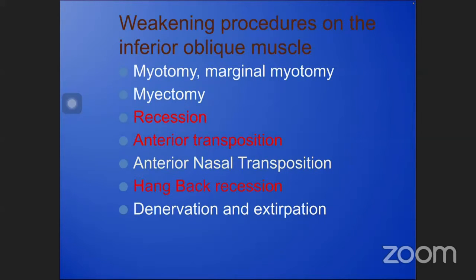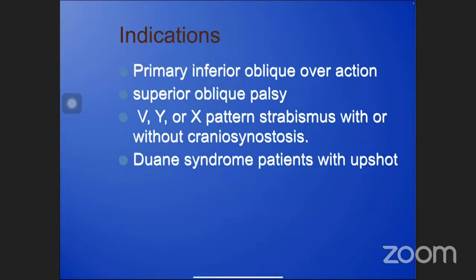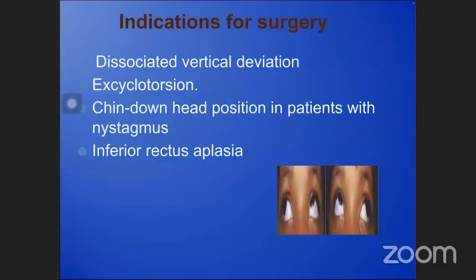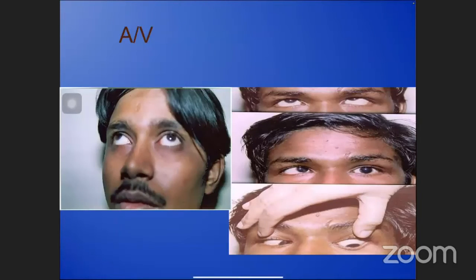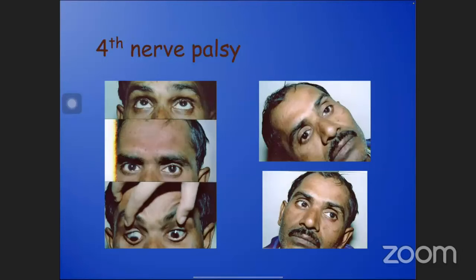So various indications remain the same: primary inferior oblique overaction, superior oblique palsy, V and X pattern strabismus without craniosynostosis, Duane's syndrome with upshoots, dissociated vertical deviations, excyclotorsion, chin down head position in patients with nystagmus, and inferior rectus aplasia. A V pattern remains one of the main indications for inferior oblique recession. Fourth nerve palsy is another indication.